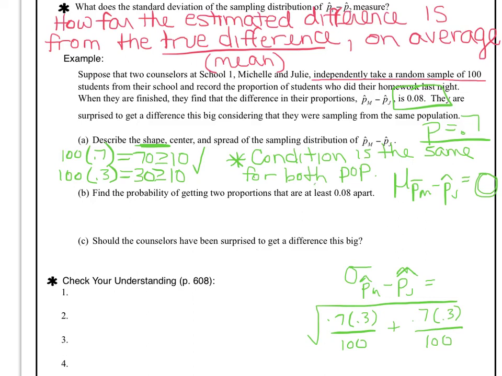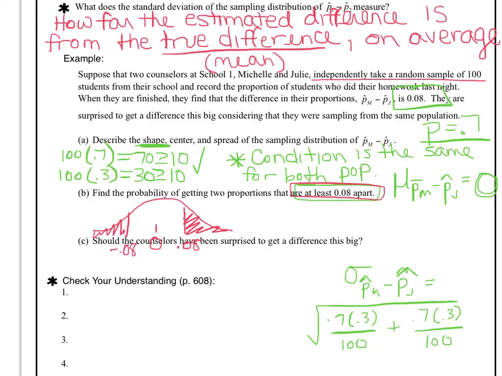Okay, so let's find the probability of getting two proportions that are at least 0.08 apart. Okay, look at this wording: at least 0.08 apart. What that tells us is that it doesn't matter which one's bigger. It doesn't matter if I'm doing p hat M minus p hat J or p hat J minus p hat M. I'm looking for at least 0.08, so 0.08 in either direction. So if my mean is 0, I'm looking for 0.08 or larger, or negative 0.08 or smaller.